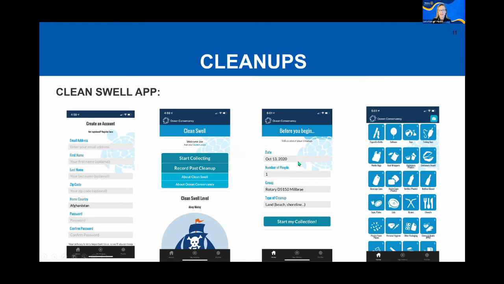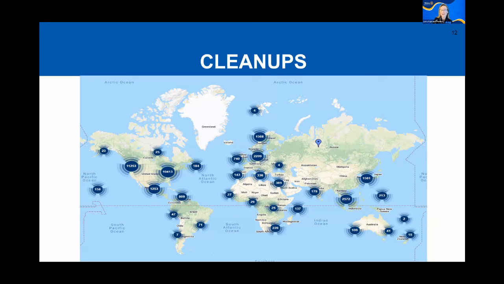Now here on this panel, when you start a cleanup, this is kind of key to name the group. I like doing it Rotary, D5150, and then the club name. And I'll show you why that's important in just a second. And then when you're doing your cleanup, you have the opportunity to record either bags of trash collected, or you can get very specific. Ocean Conservancy, which supports this app, uses that data for a lot of different types of reporting.